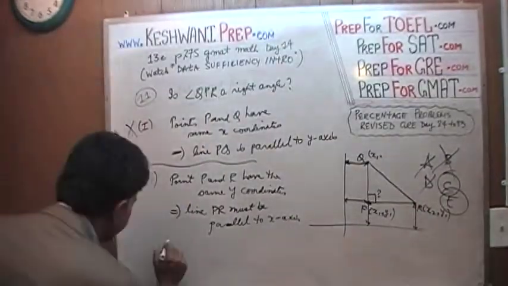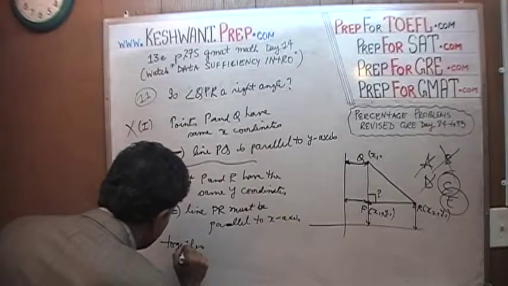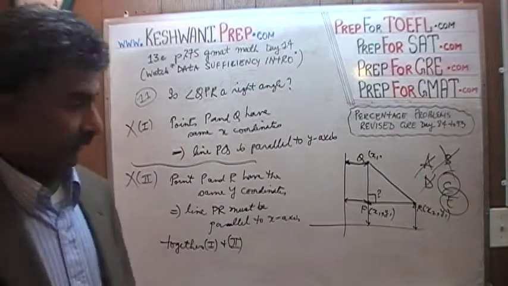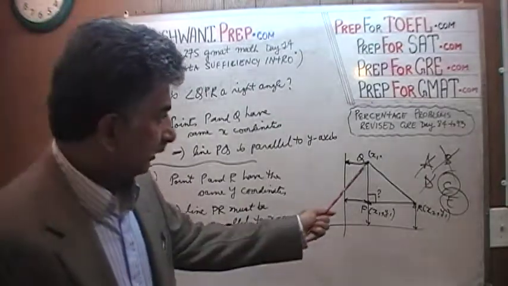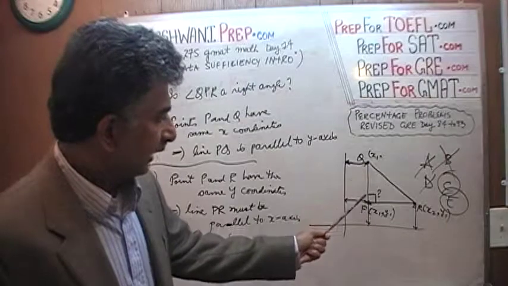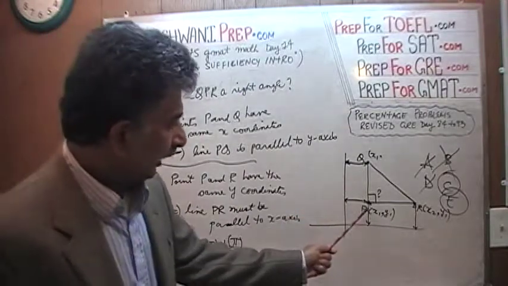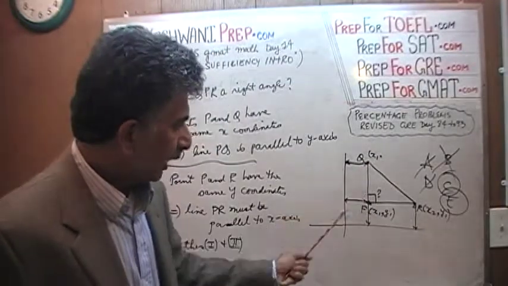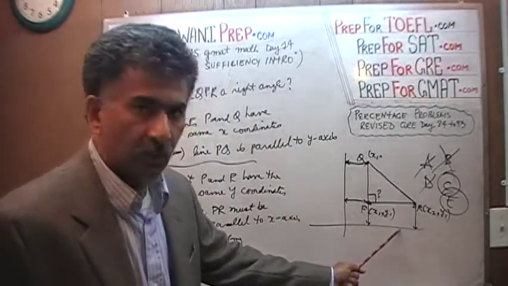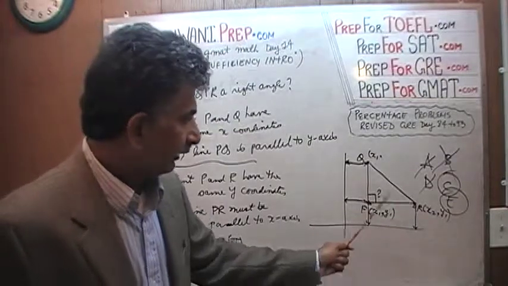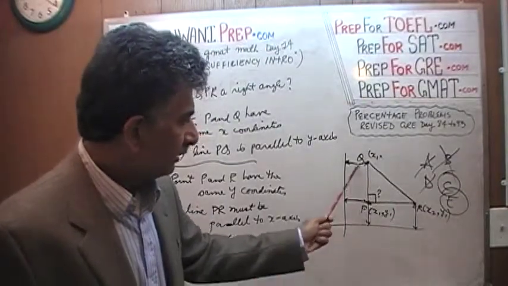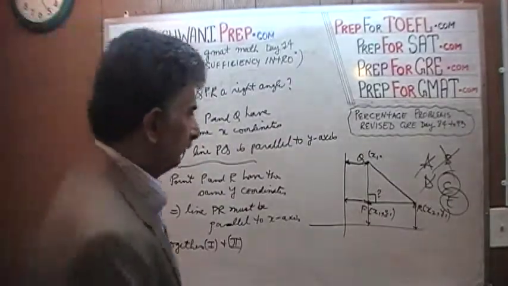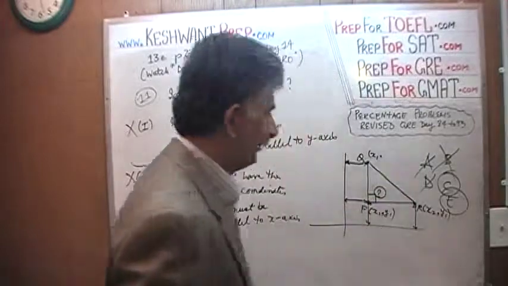Let's put them together. Together, 1 and 2. Now we're getting someplace. If we put them together, then we gather that line PQ is parallel to the y-axis, and that line PR is parallel to the x-axis. If this vertical line is parallel to the y-axis, and this horizontal line is parallel to the x-axis, then the lines PQ and PR must be perpendicular to each other. That answers the question.